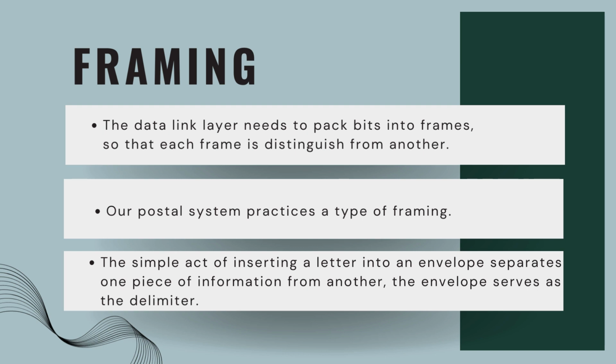In computer networks, frames serve a similar purpose to envelopes in the postal system. They provide a way to transport data safely over the network, ensuring that it reaches its destination without getting lost or corrupted. Lastly, framing is just one of the many services provided by the data link layer, but it is a crucial one. Without it, data transmission over the network would be much less efficient and reliable. This is all about framing.